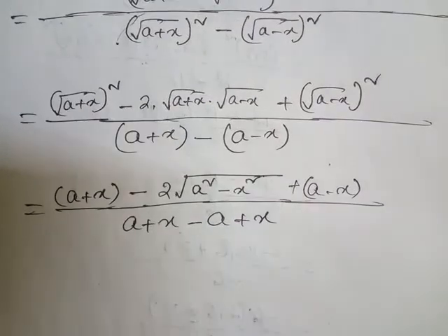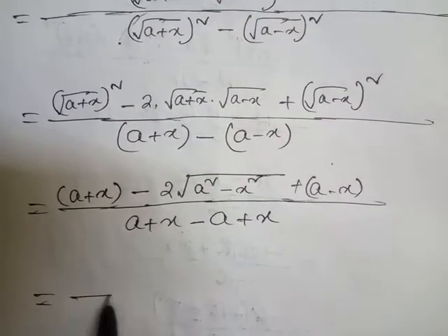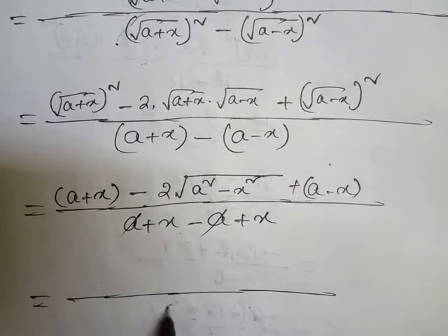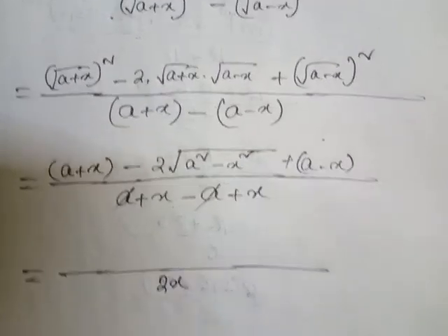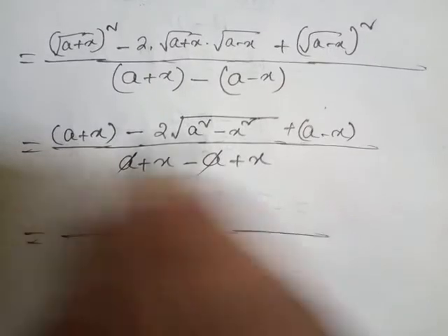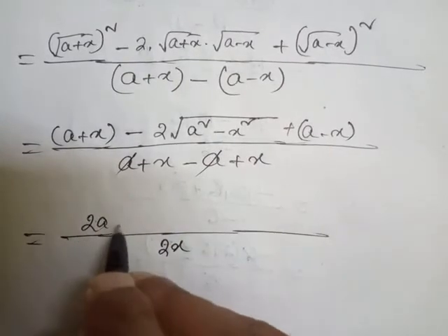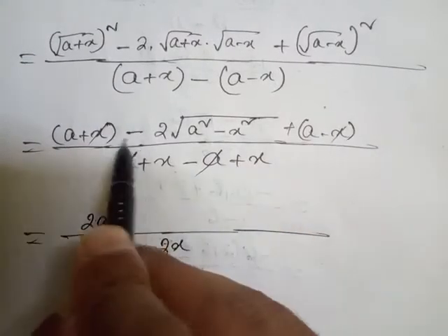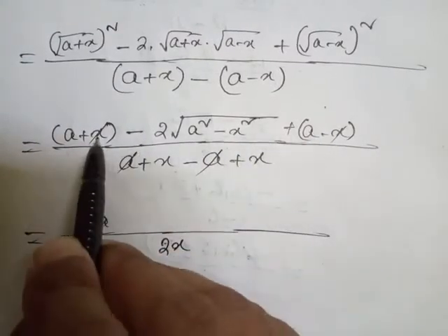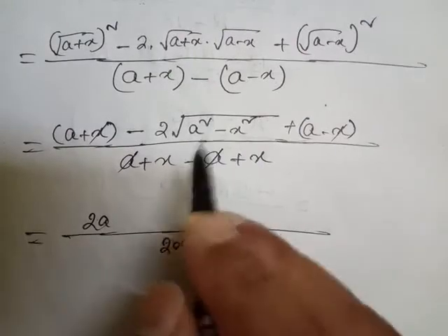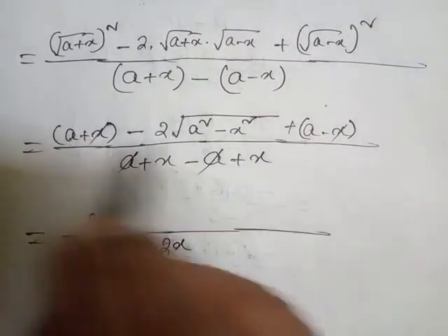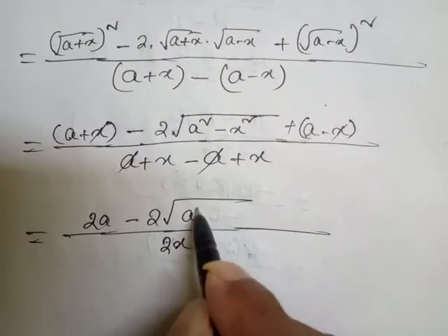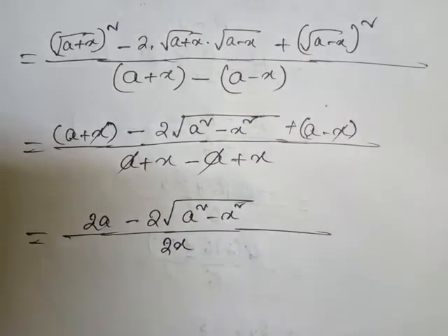Here also, as you can see, a and a cancel, answer would be twice x only. But here a and a means twice a, and plus x minus x cancel. Since it is not in multiplication, so we can cancel x and x. Now remaining part would be a plus a, twice a, and minus 2 root over a square minus b square.